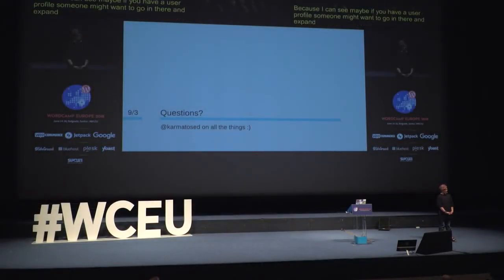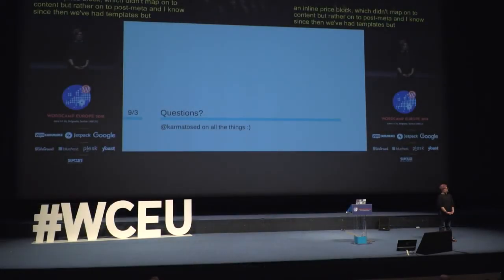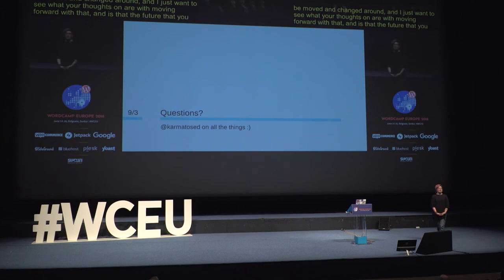And question two: a while ago we saw, especially when the status of how meta boxes were going to be in Gutenberg was in flux, and now that they've settled down more, some ideas were put forward which looked pretty interesting. For example, if you have a product, you would have an inline price block, which didn't map onto content, but rather onto post meta. I know since then we've had templates, but templates can change and be removed and changed around. I just want to see what your thoughts are on moving forward with that. And is that the future that you envisage things going in?